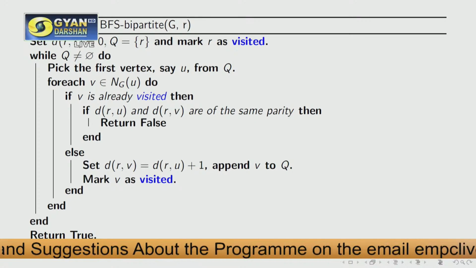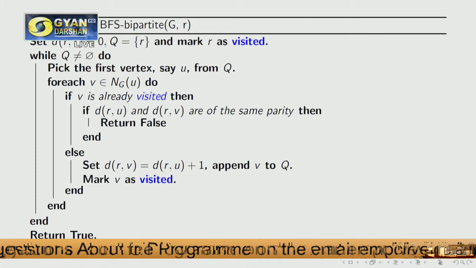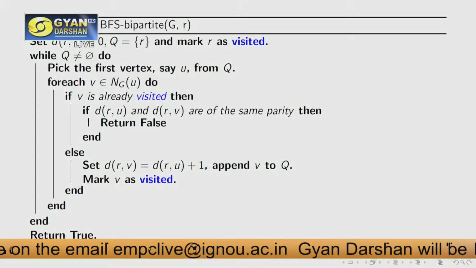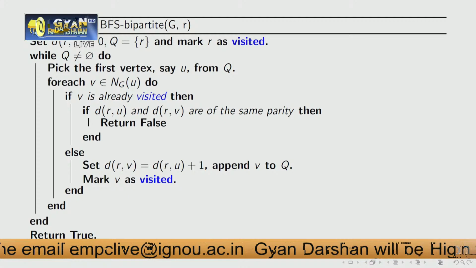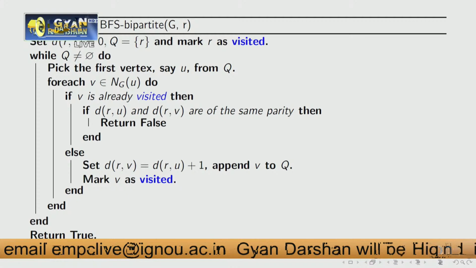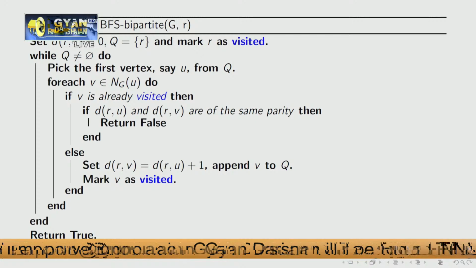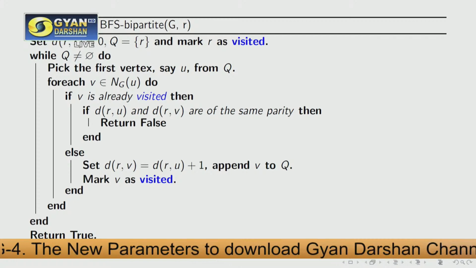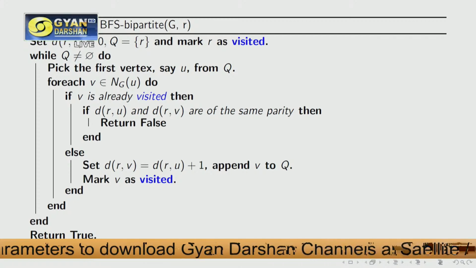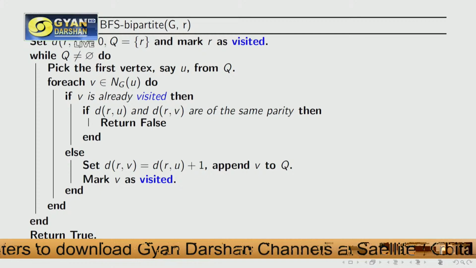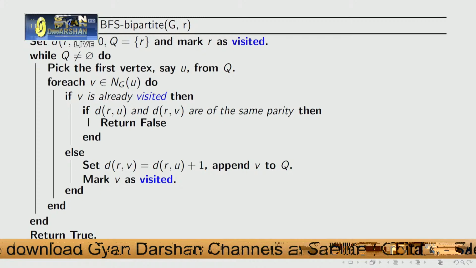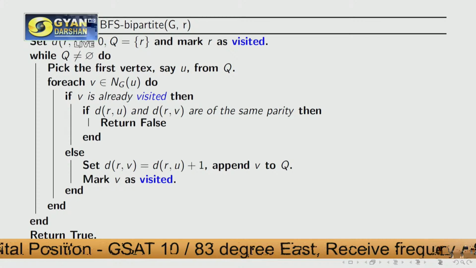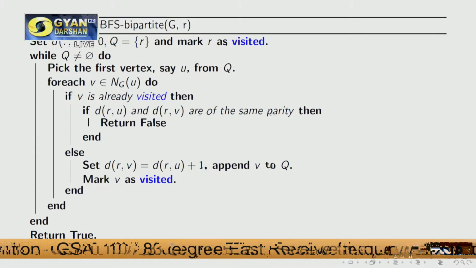Okay, what happens finally? Finally, you can see that there is a return statement which is written as return true. This statement only works when all the cycles have been checked and found to be of even length, right? That means there is no pair of adjacent vertices which are at distances of the same parity from the root vertex. So in that case, the graph becomes a bipartite graph. So let's look at an example.